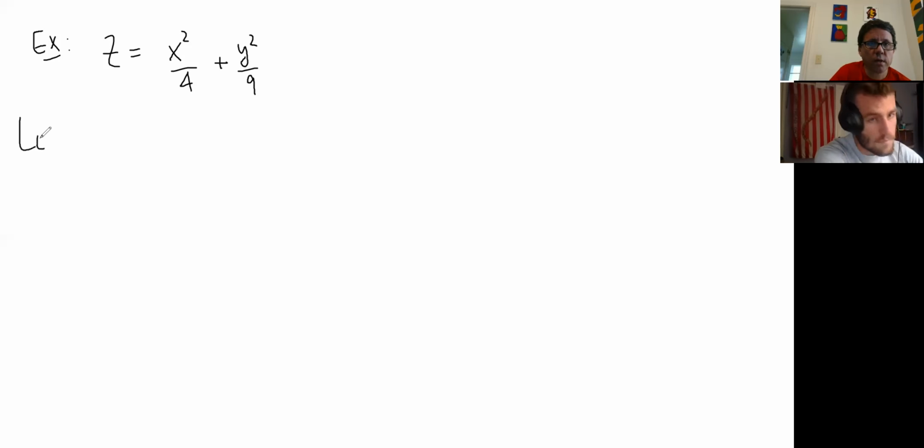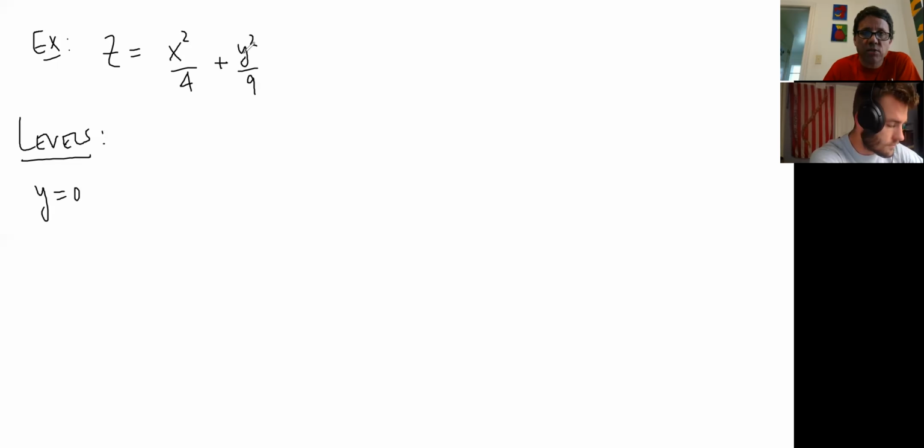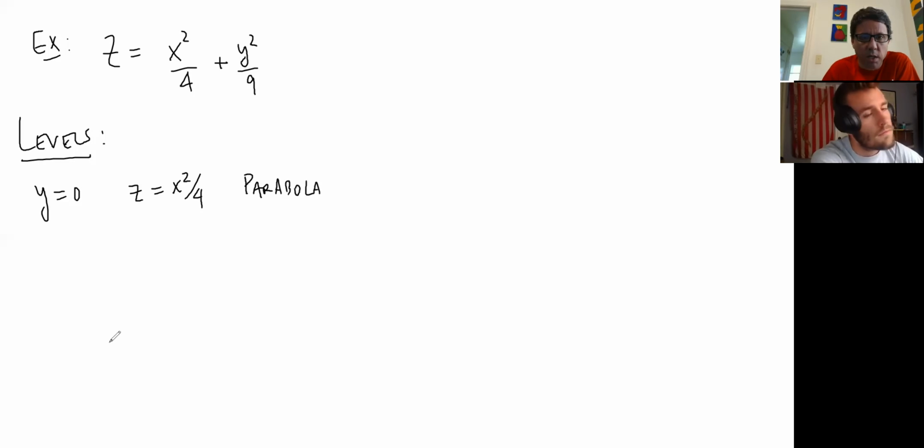So let's look at, we're probably going to need at least 3 levels here. This one's maybe the easiest one. If y is 0, if we drop this last term here, we just get z equals x squared over 4. So if I was to slice it in the xz plane, I get this. And now we get our final conic section. That's a parabola. So we get a parabolic cross section on that one.